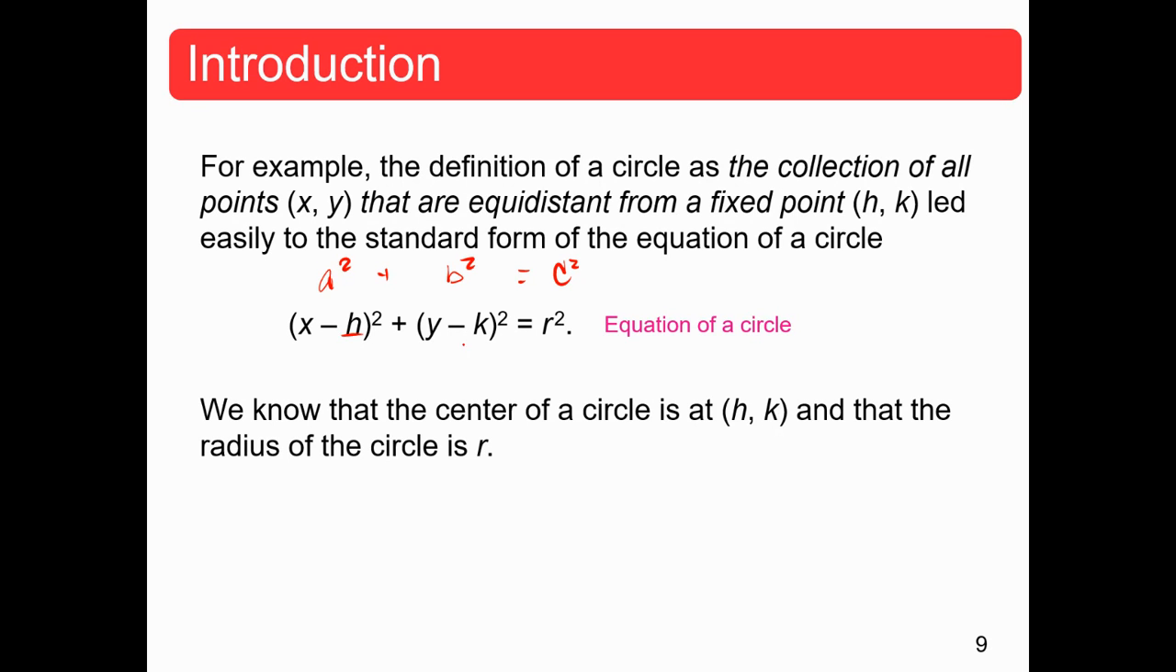Okay, h and k are the center of the circle, if you remember that, and r is the distance of the radius. So just make sure you write this in your notes because in the next video, we are going to be talking about ellipses, and let's compare the two.